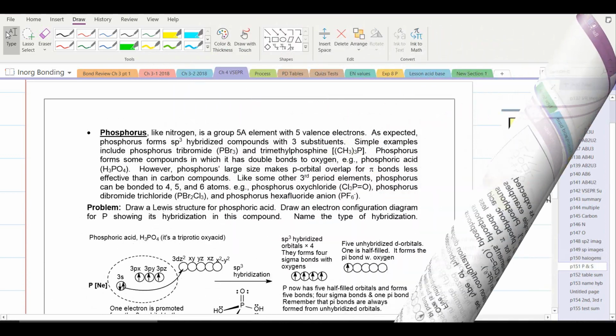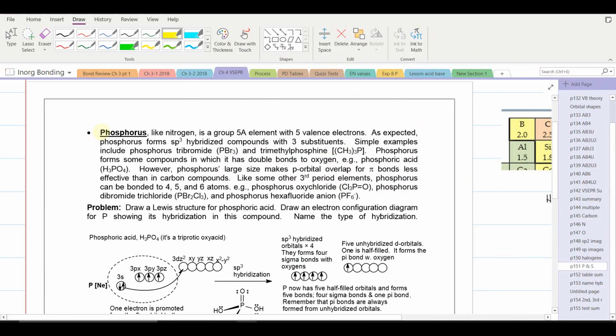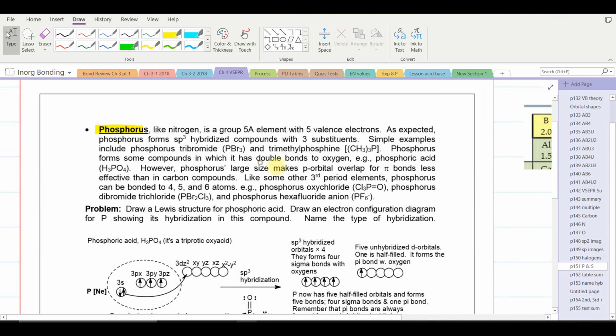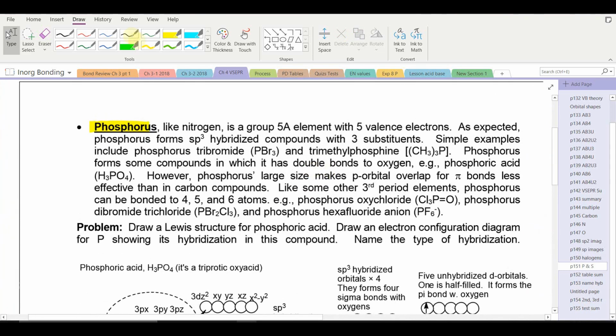Page 151. Let's take a look at phosphorus. Phosphorus, like nitrogen, is a group 5A element, so it has 5 valence electrons. As expected, phosphorus forms sp3 hybridized compounds with 3 substituents, just like nitrogen, just like ammonia. Simple examples include phosphorus tribromide.